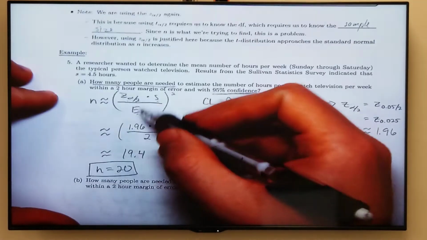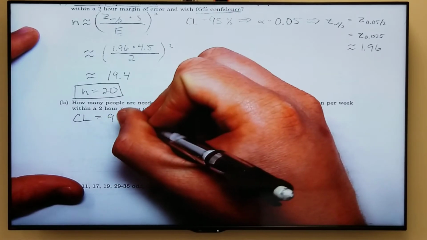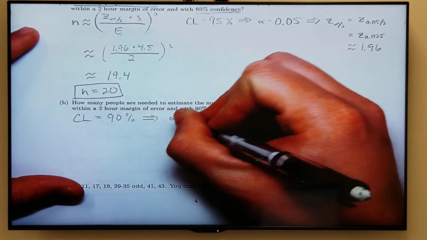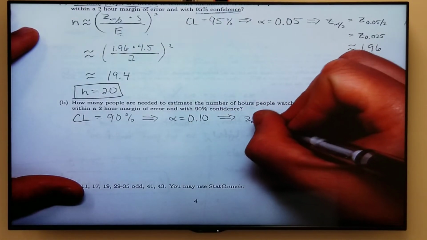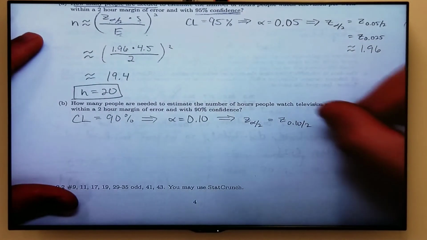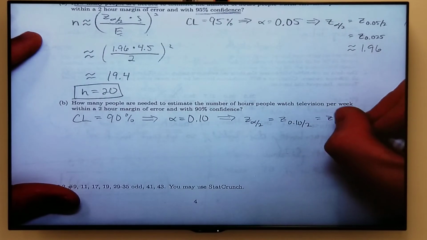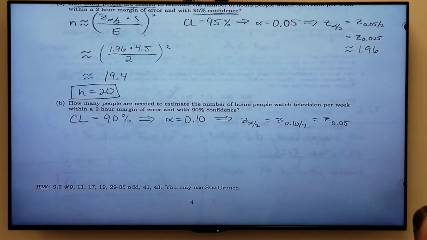First we need to find z sub alpha over 2, right? Our confidence level in this problem is 90%. That means that alpha is 0.10. Okay, so we're looking for z sub 0.05. I've already got the normal calculator open here, so I'm going to change the area to 0.05. And the corresponding critical value is about 1.64.